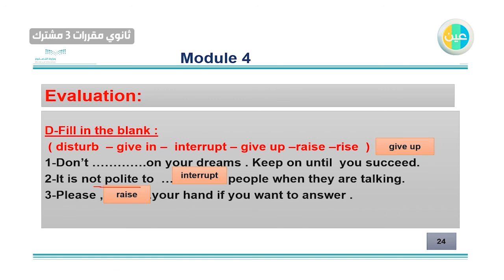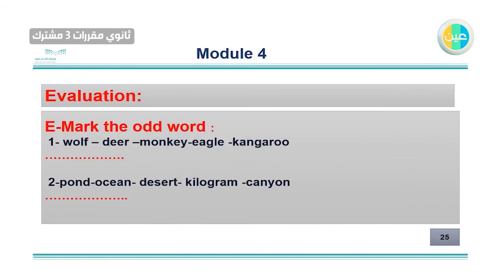Mark the odd word that doesn't belong. What do you think here? Eagle. Yes, all of them are animals, but this is a kind of bird. Here, kilograms. Very good. All of them are names for geographical features, but this is for measurement, kilograms.